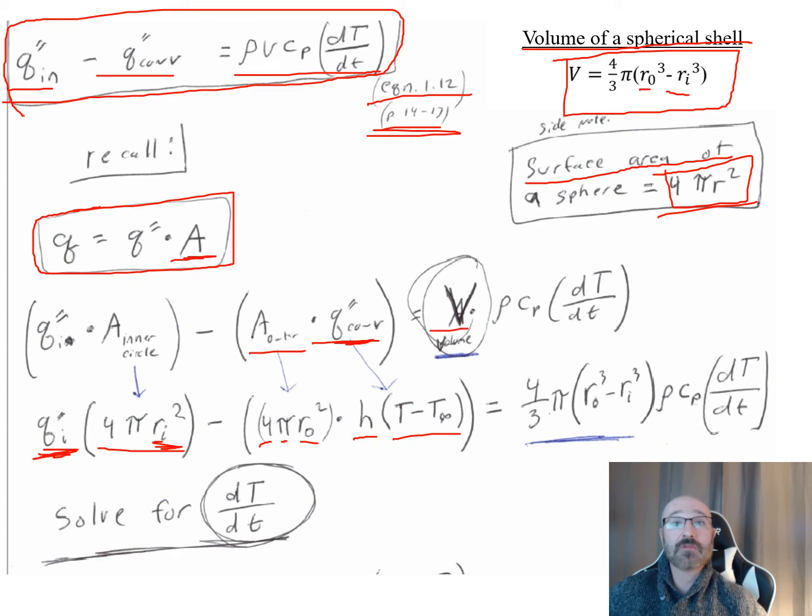Now we have our volume term times rho Cp d over dt, where rho is our density and Cp is our specific heat, times d over dt there. So we can plug in from our volume term right here. We end up with 4/3 pi times r outer cubed minus r inner cubed, times our density times specific heat times that d over dt, which is what we want to solve for. So the next step is to go through and solve for this dT/dt, or d over dt of our temperature.